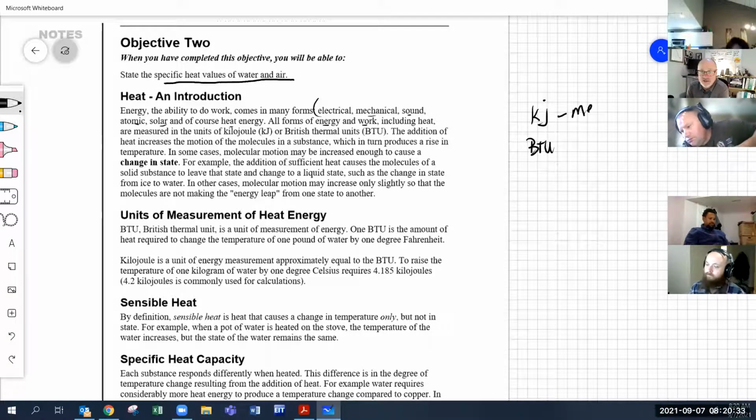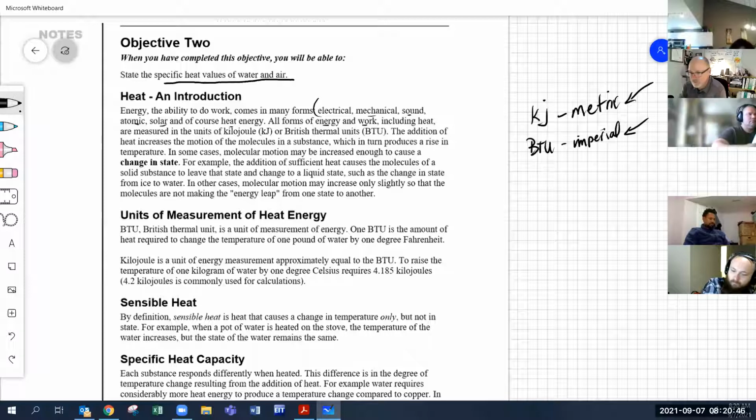This is metric. And this is imperial. So when I say imperial measurement, it's BTUs. When I say metric, it's kilojoules. Just so you know, we will be doing both of these.